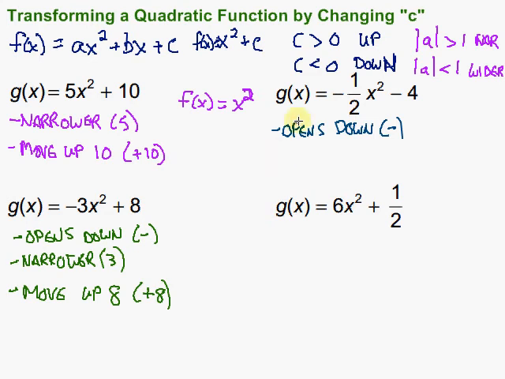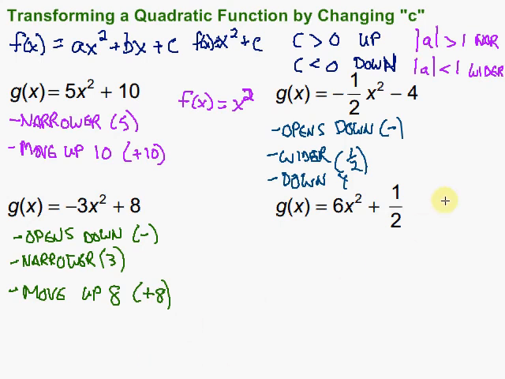This one has a fraction, so what does that mean? Well, if we look here, absolute value of a is less than 1. That would be true, so that's going to open up wider. And again, we're comparing them to that parent function right here. So this one's going to be wider because of that 1/2. And finally, it's going to be moved down 4 because this is less than 0. So we're going down 4.